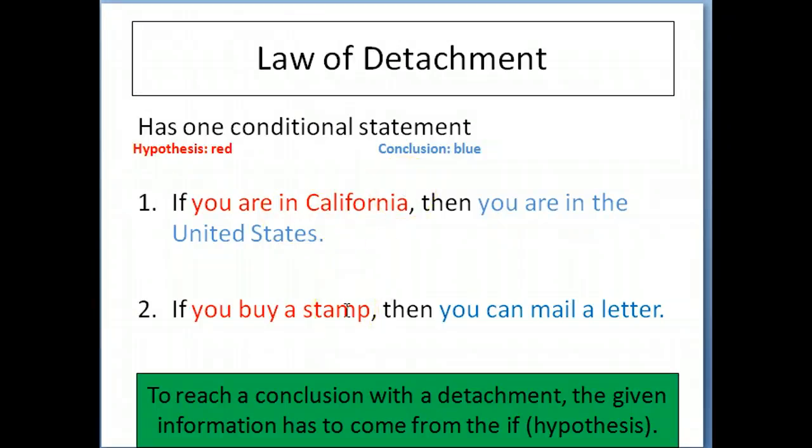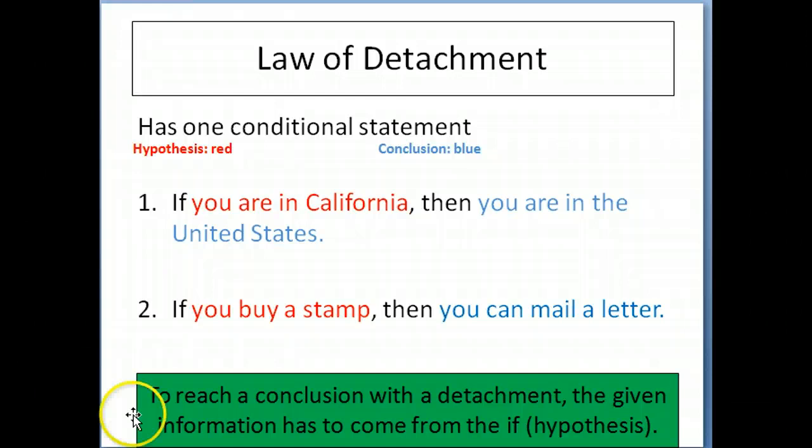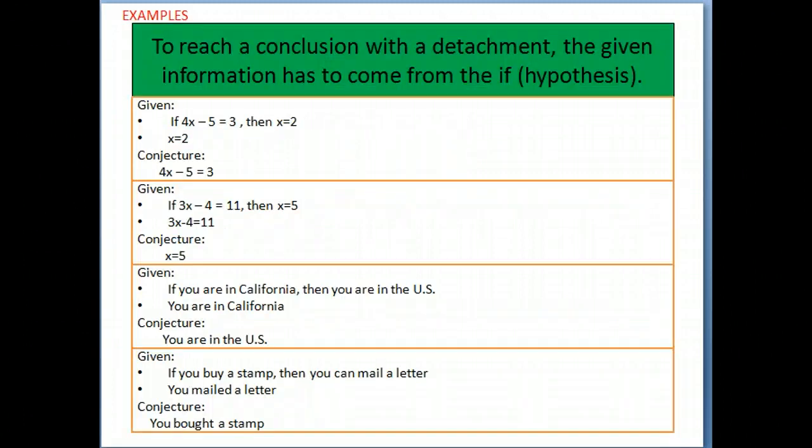Same with our second example. To make a conclusion, we would have to know about someone buying a stamp. Our rule is if you buy a stamp, our automatic conclusion is that they can mail a letter. So let's say Tammy bought a stamp. Well, then we know Tammy can mail a letter. On the other hand, if we said Tammy mailed a letter, we don't automatically know that she bought a stamp. There are other ways, like maybe someone gave her a stamp. So that is how the law of detachment works, the basics of it. Let's do some examples.